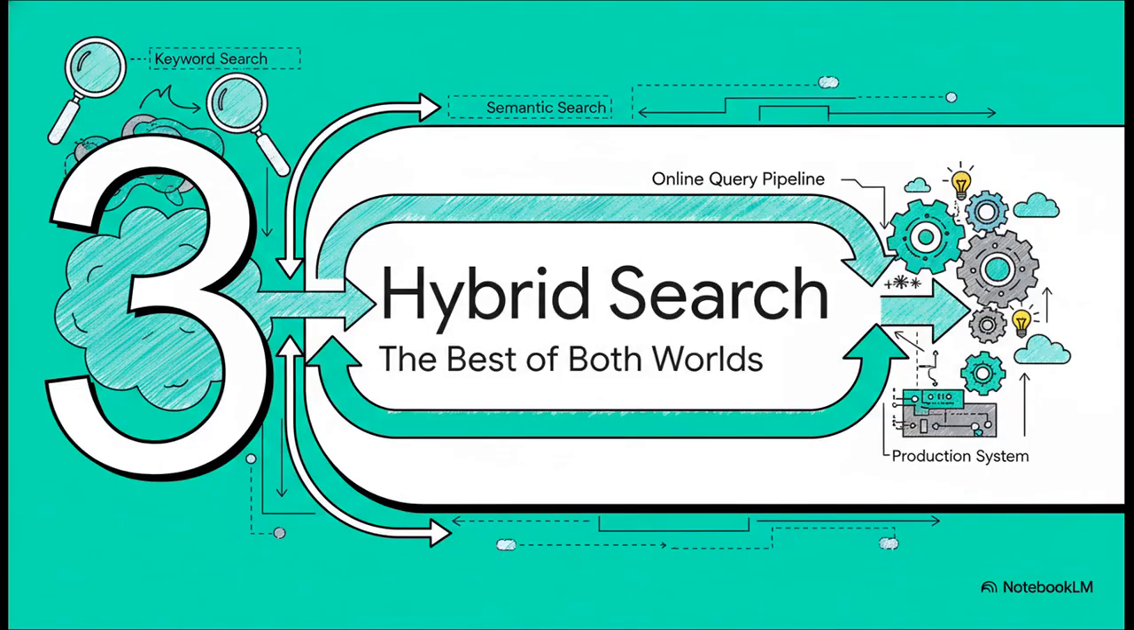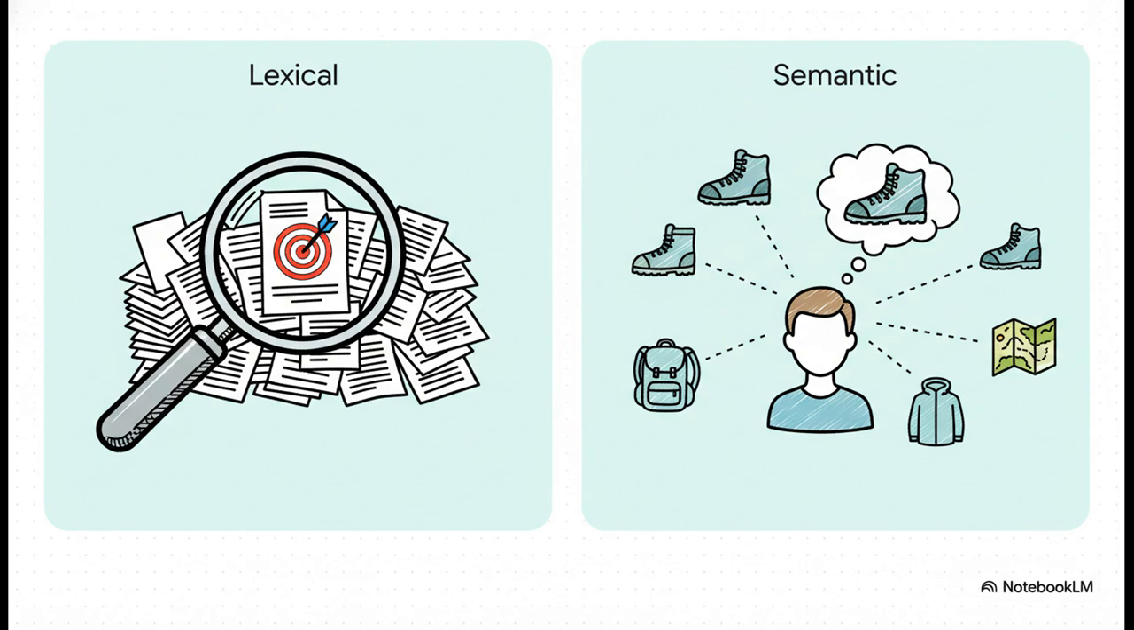Okay, so that's the slow, careful prep work. Let's switch over to the other side, the online query pipeline. A real production system doesn't make some simplistic choice between keyword search or semantic search. No way. It uses both. And that, my friends, is called hybrid search. This lays it out beautifully. Lexical search is all about matching keywords. It's your bedrock. It's fast, it's precise, and it's perfect for finding an exact product code.